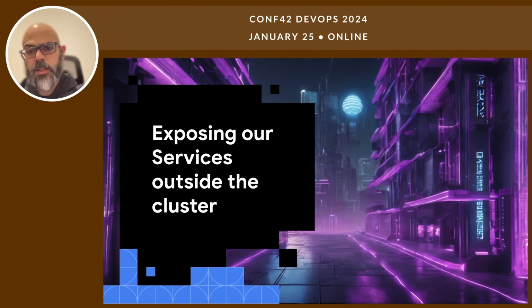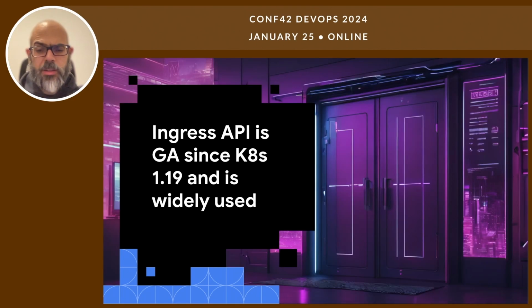Let's start with saying what are we talking about. We are talking about exposing our services outside the cluster. Note that in this slide and in all the other slides, we are referring to services such as the service resource in Kubernetes, and it's done for simplicity. Until now we use the ingress API to expose our services outside the cluster, and that's an API that is globally available since Kubernetes 1.19 and is widely used.